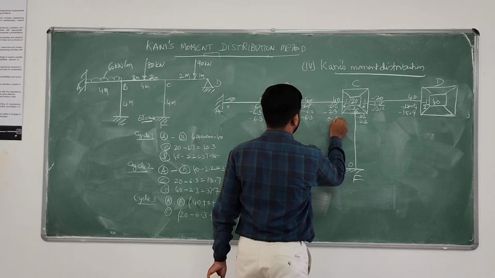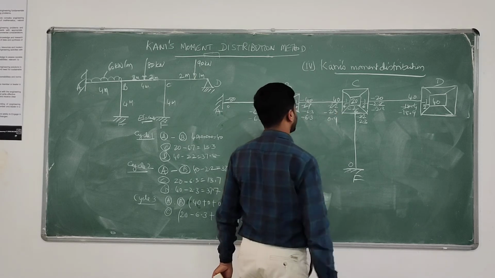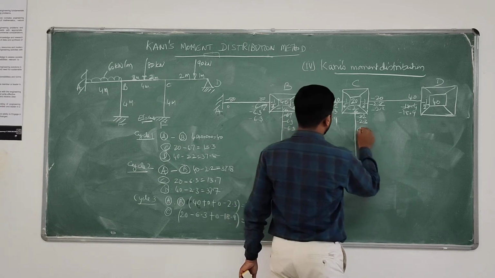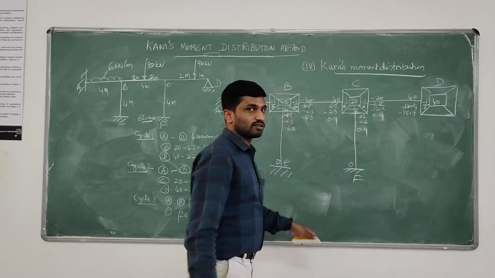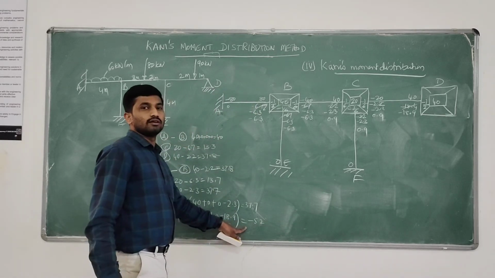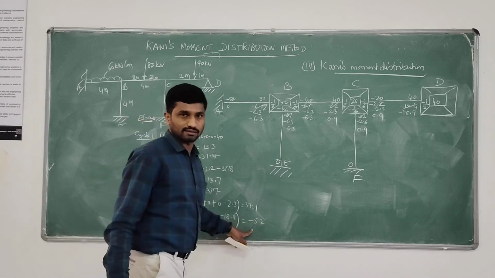0.86, so 0.9. Here also 0.9, here also 0.9. Why is this 0.9? Because minus into minus will become plus.